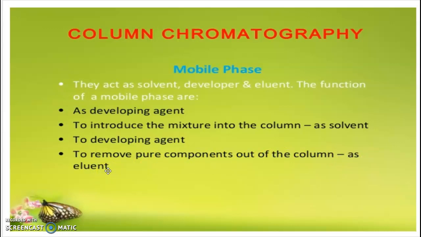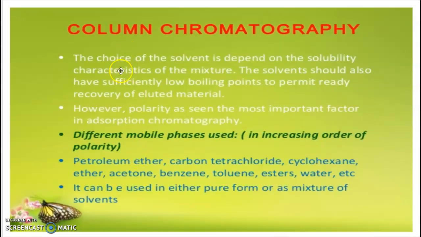Here we take a mobile phase more volatile in nature, because in the eluent we have mobile phase along with our component. In order to regain our component after separation, we will evaporate the mobile phase and we will get the component. Next, the choice of solvent depends on the solubility characteristics of the mixture. The solvent should also have sufficiently low boiling points to permit ready recovery of eluted material, that is our component. However, polarity is seen as the most important factor in adsorption chromatography.